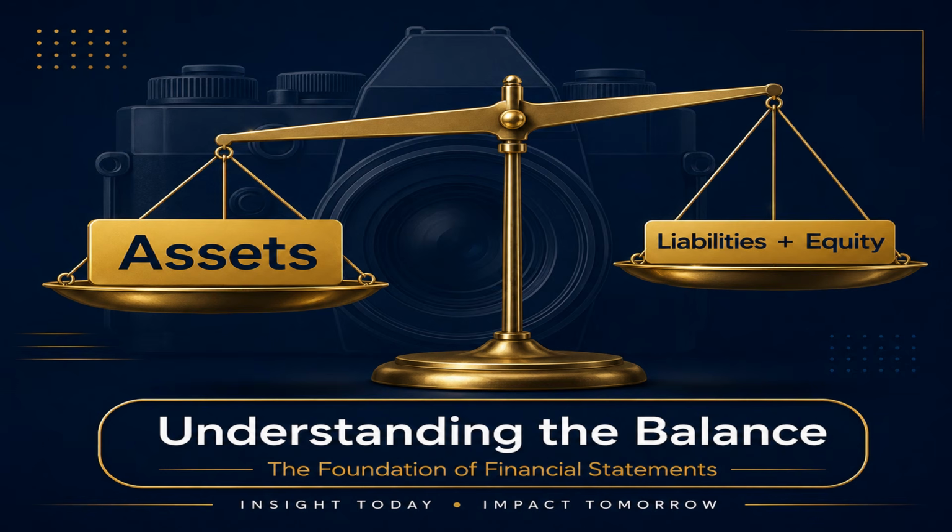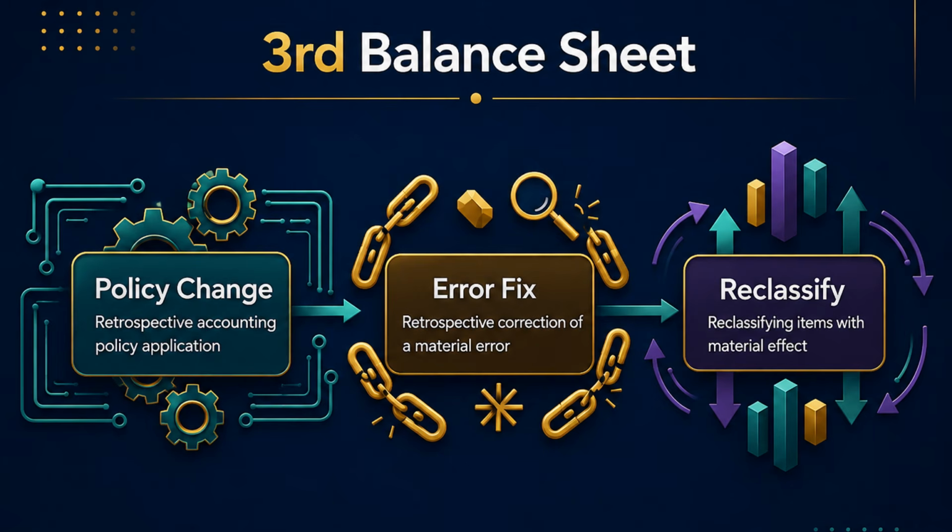But there is more to the story. Sometimes 2 years of data aren't enough. A company may need to present a third opening statement of financial position when it retrospectively applies an accounting policy, corrects a material prior period error, or makes a material retrospective reclassification. This helps readers clearly understand how those changes affected the opening comparative position.